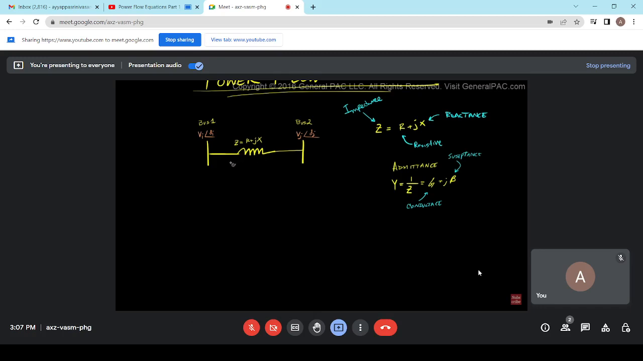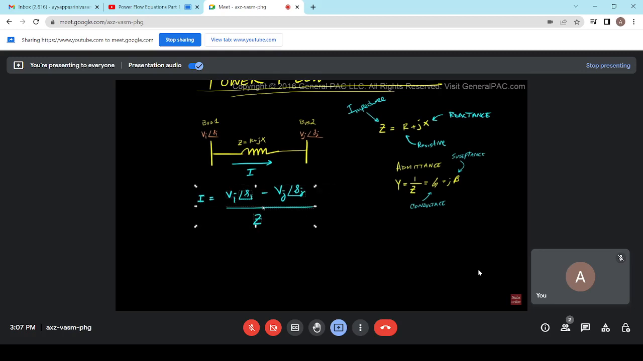Now if we want to determine the current that's flowing from bus 1 to bus 2, how would we do it? Now the simplest way to think about it is current is equal to the voltage drop between bus 1 and bus 2. So we'll say that we have the voltage of bus 1, which is Vi at some angle theta i, minus the voltage on bus 2, which is Vj, right, at angle theta j, and then we divide that by the impedance, which makes perfect sense, right? Makes total sense. Now let's move that over here.